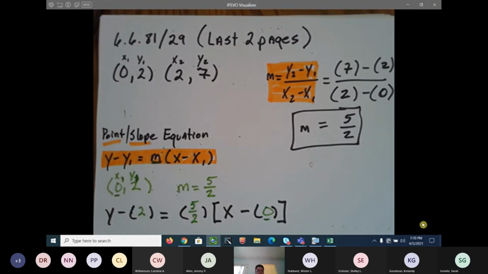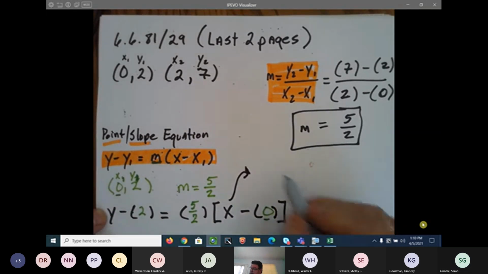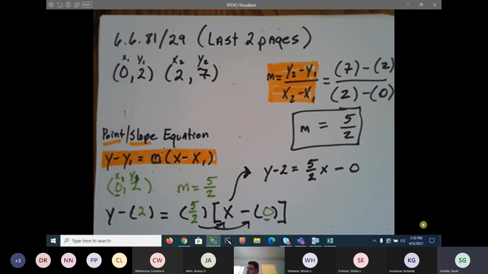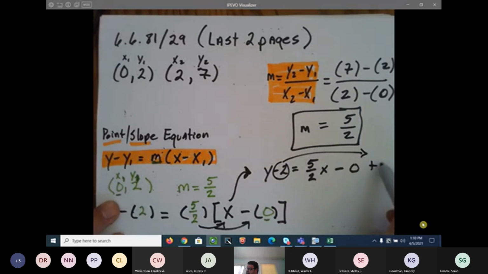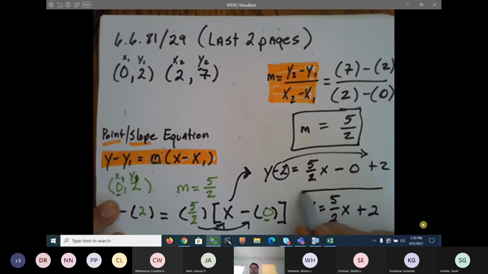I'm going to go over here and write it. That's where I have a little bit of room. And that's going to be y minus 2 is equal to 5 halves x minus 0. I distributed that 5 halves. And bring that 2 across the river. And I get y is equal to 5 halves x plus 2. I'm going to leave that on the board there for a few minutes.